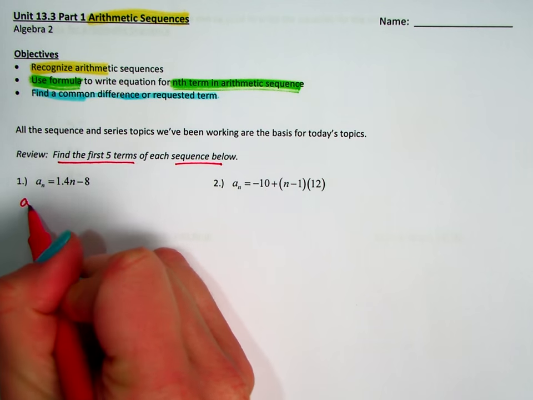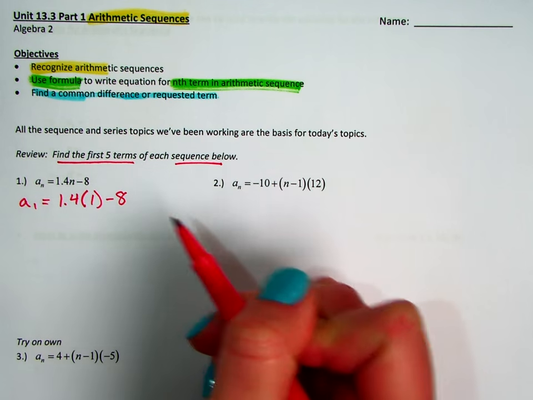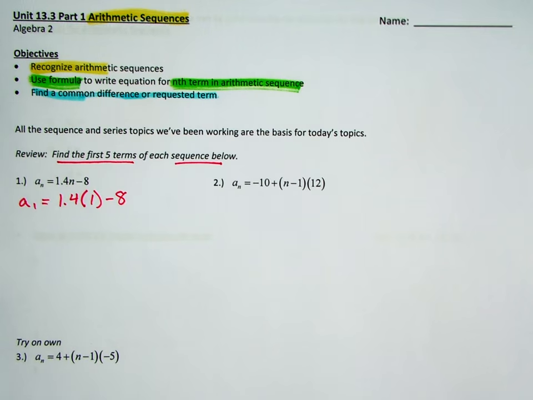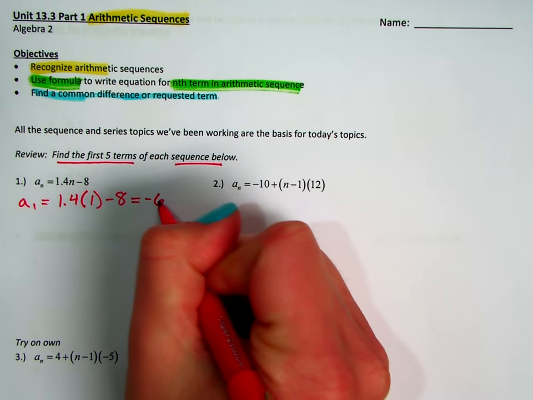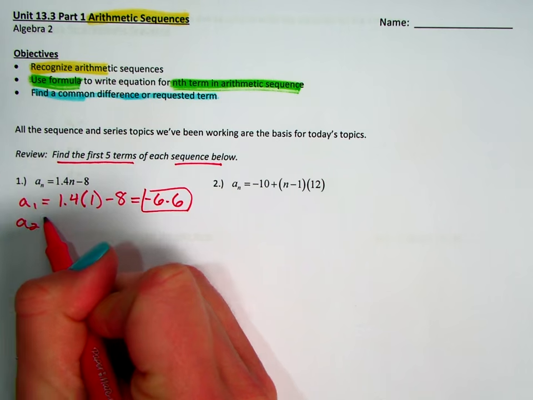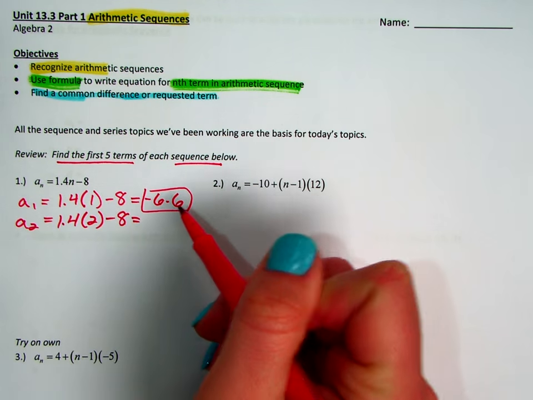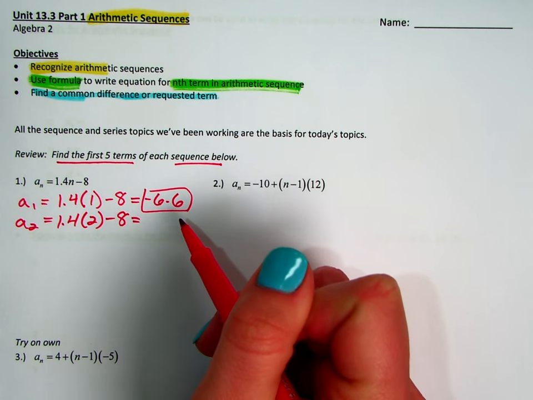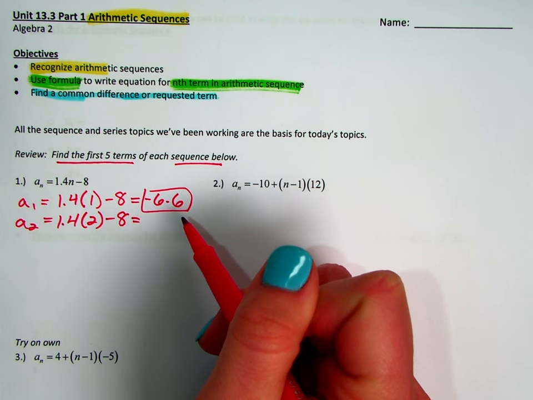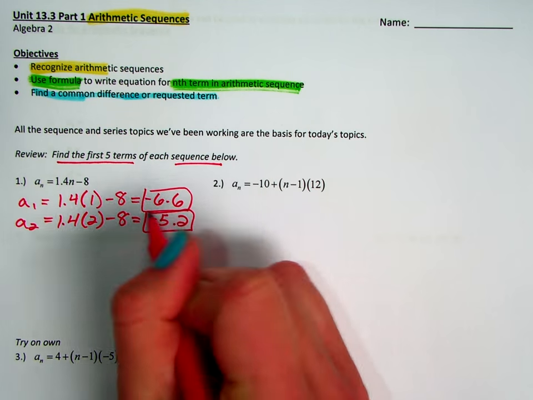That means we're going to have to find the first term, a of 1, which would be 1.4 times 1 minus 8. We can type that into our calculator. 1.4 times 1 is 1.4. Minus 8 will give us negative 6.6. So that's our first term. Then we find our second term by plugging in 2 for n. So 1.4 times 2 minus 8. 1.4 times 2 is 2.8, and 2.8 minus 8 is negative 5.2.